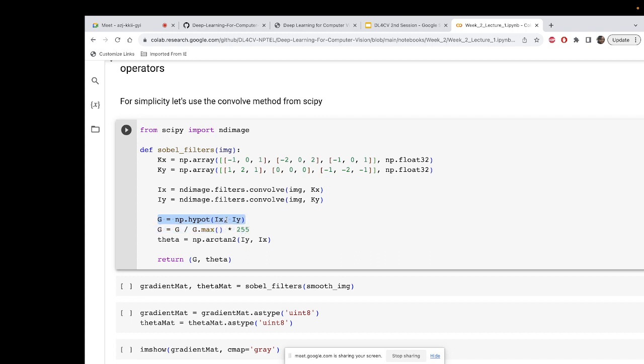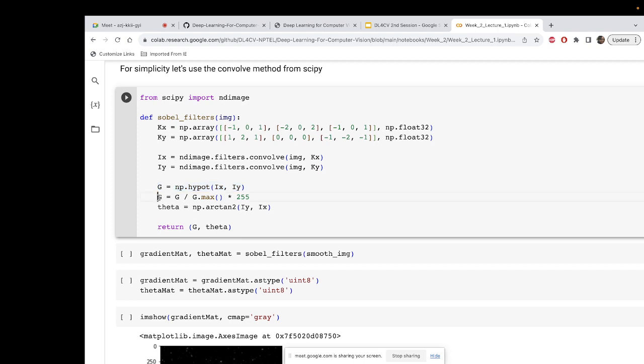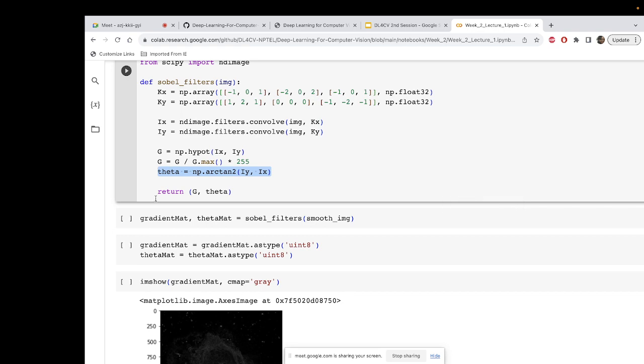You take the Ix and Iy, and it is nothing but the square root of Ix squared plus Iy squared. Now you are normalizing and putting the scale from 1 to 255, and now you are trying to find theta. Theta means the angle of the detected edges. That is given by the arctan2 function, which is nothing but tan inverse of Iy and Ix. So now you return g comma theta.